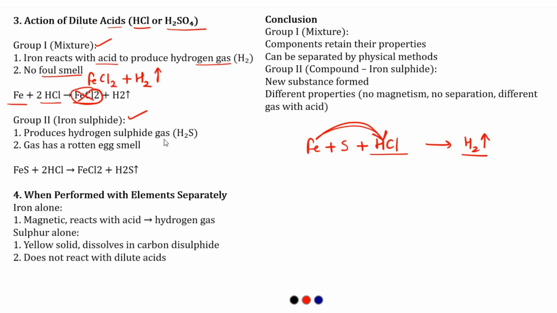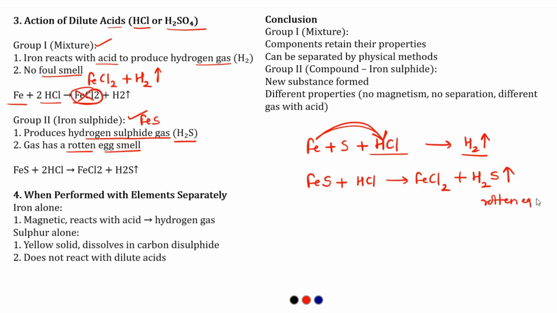Remember this. But what about group 2? That we have got here iron sulfide. Now we have here a compound. When this iron sulfide is reacting with hydrochloric acid, it produces hydrogen sulfide gas. Remember, hydrogen sulfide gas, that is H2S, and the gas has a rotten egg smell. So here, if you see the reaction, when this compound FeS is reacted with HCl, it is going to give FeCl2, and with this, it is also going to give a gas which is called H2S, hydrogen sulfide. And this gas will give a rotten egg smell.